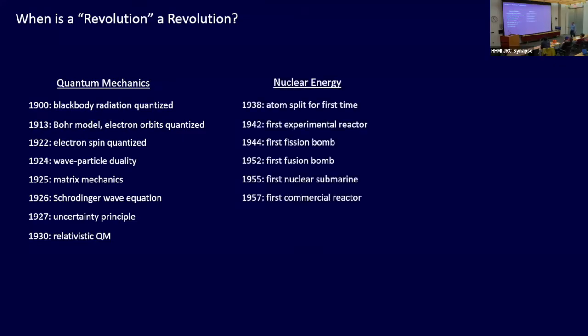In nuclear energy, Hahn and Meitner split the nucleus in '38. In '42, you had the first reactor with Fermi, first bomb in '44, first fusion bomb '52, first submarine in '55, first commercial reactor in '57. 19 years, folks. 19 years.